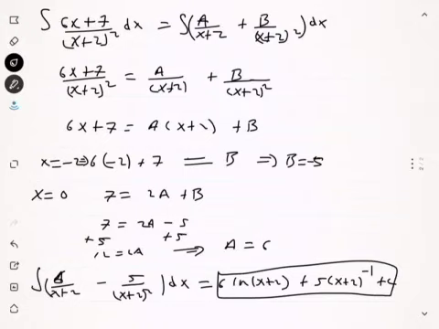Alright, now we're going to do one where we have a quadratic factor. So maybe something like the integral of minus 2x plus 4 divided by x squared plus 1, and then we have x minus 2 squared. Alright, so we got one linear factor that is repeated, and then one quadratic factor.